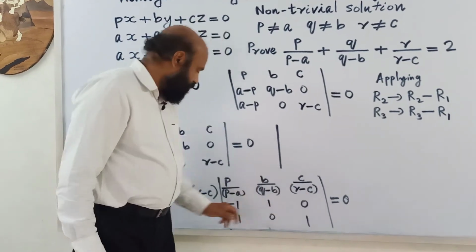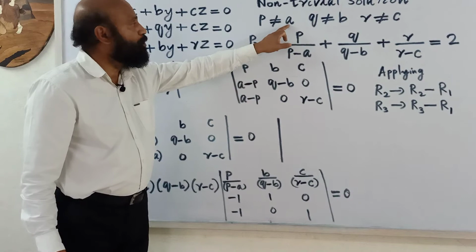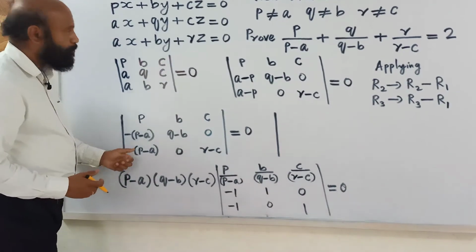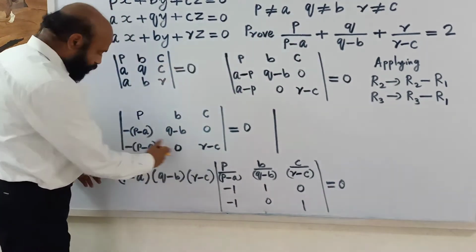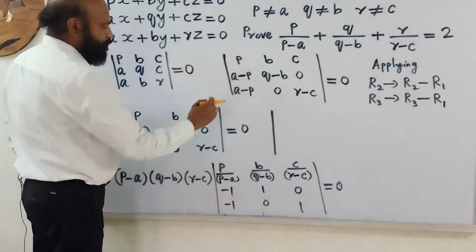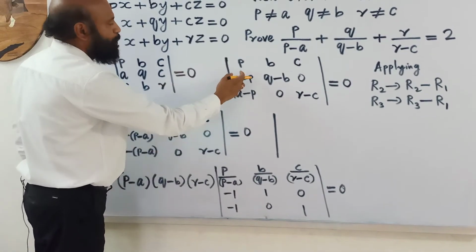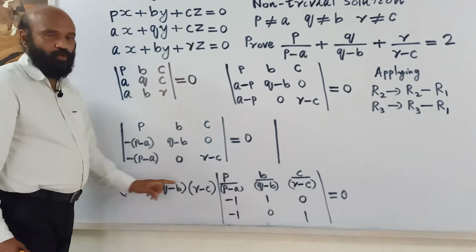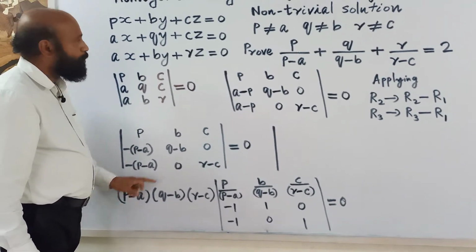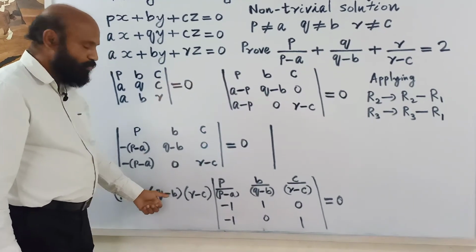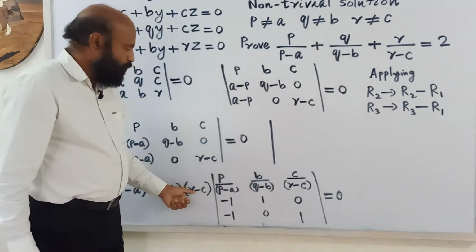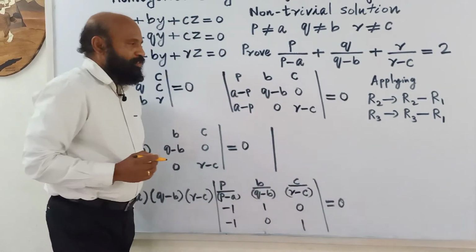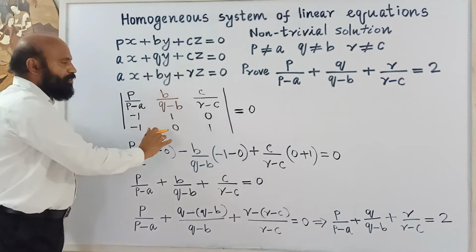Now in the question it is given P is not equal to A. That is why we could take it outside. P is not equal to A, so we took it outside. If P is equal to A, this will be 0. Now it is not 0, so we have taken it. That means this cannot be 0. P minus A cannot be 0 because P is not equal to A. So this is not 0, this is not 0, this is not 0. That means this determinant should be 0. Now this determinant is 0.